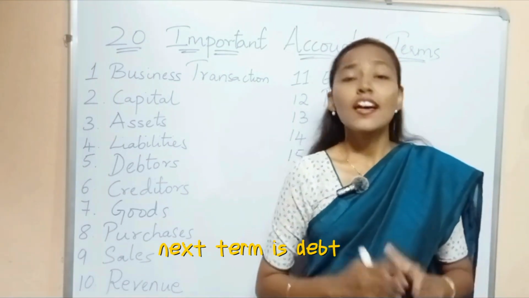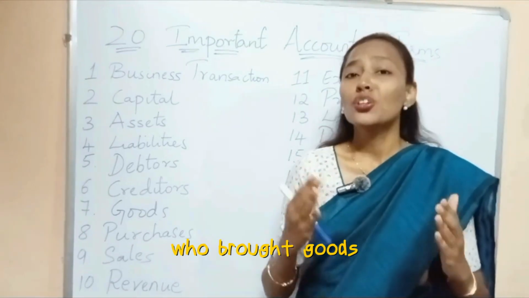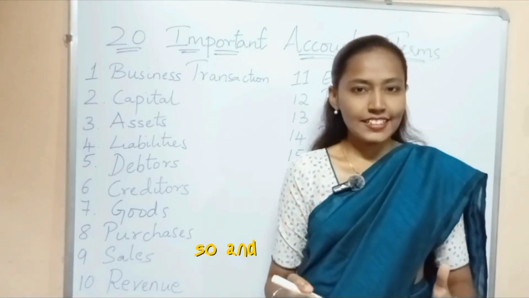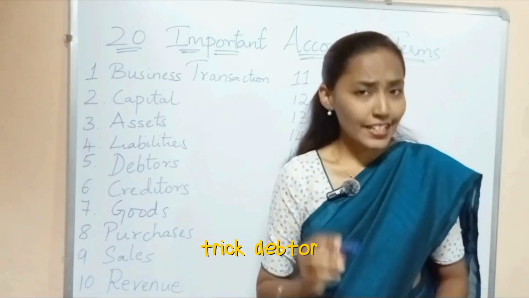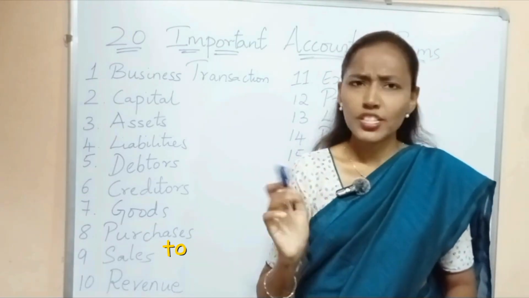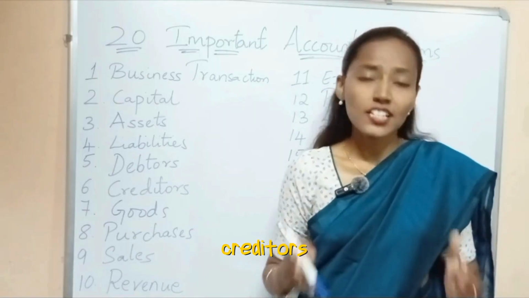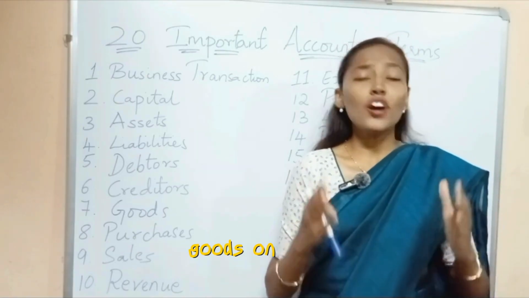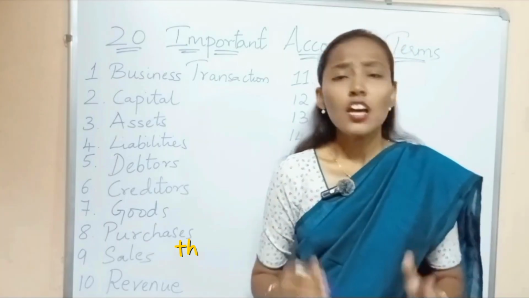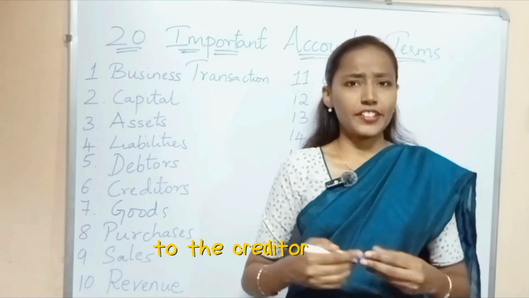The next term is debtors. Debtors are customers who bought goods on credit and haven't paid yet. Simple trick, debtors owe money to the business. The next term, creditors. Creditors are the people from whom the business purchased goods on credit. Here, the simple trick is business owes money to the creditors.